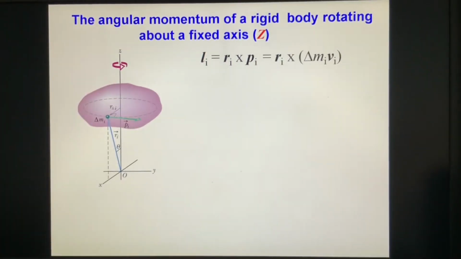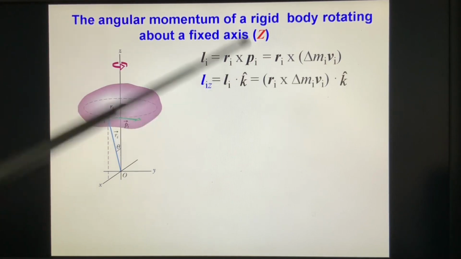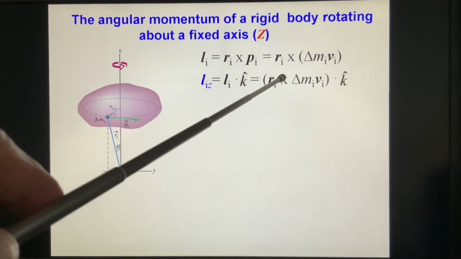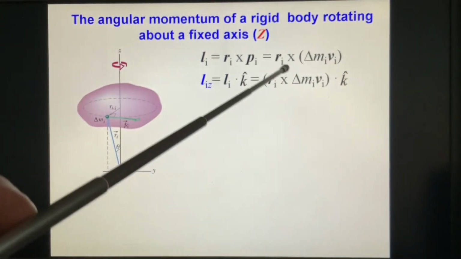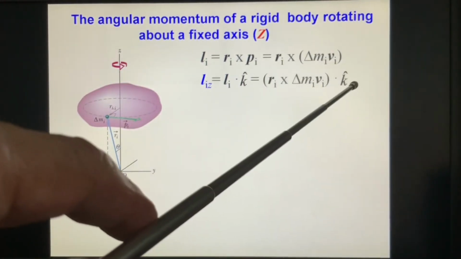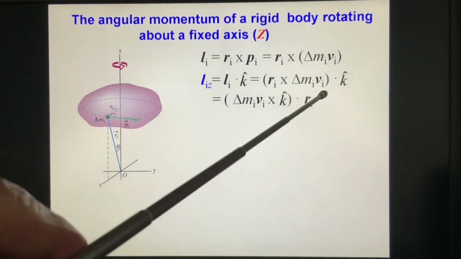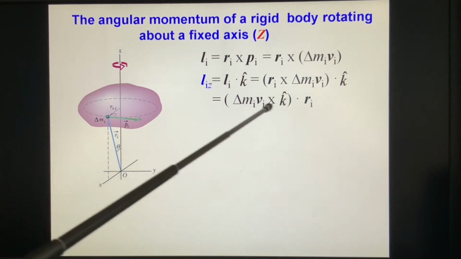I want to find the z component of this vector, Liz. As we studied before, we just dot it with k. Liz is (ri cross delta mi vi) dot k. This is (a cross b) dot k, which can be rewritten as (b cross c) dot a. Now, that looks like this one.